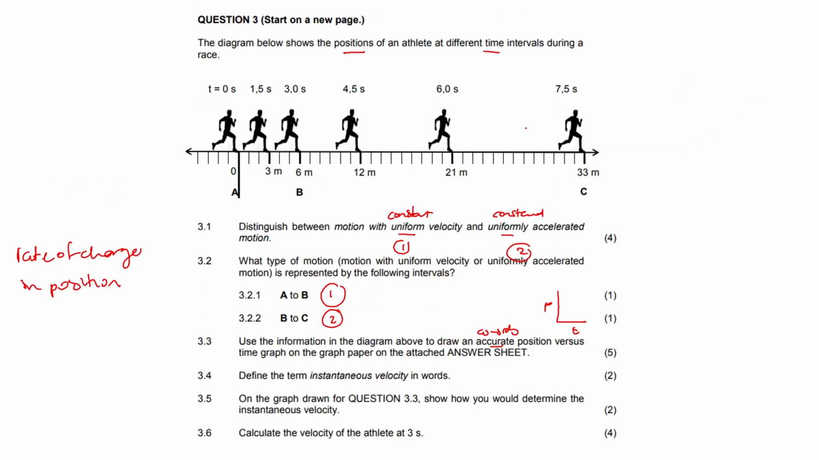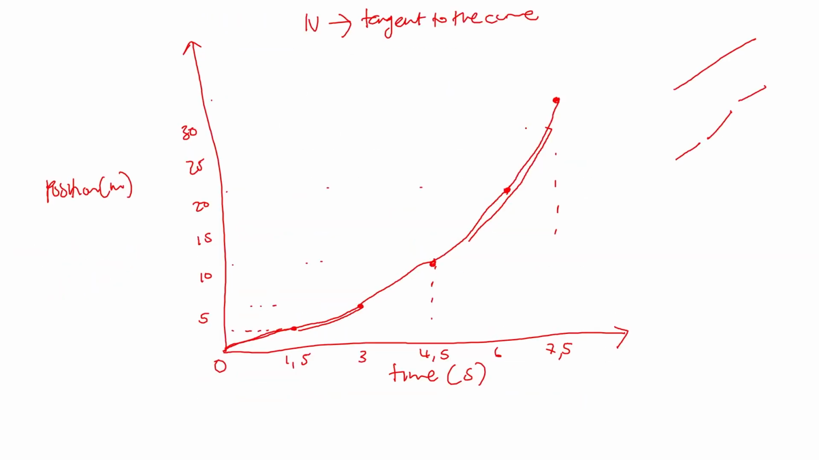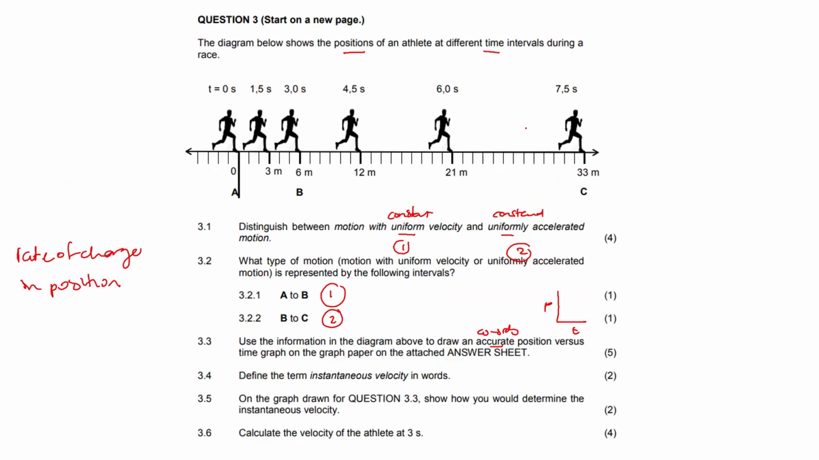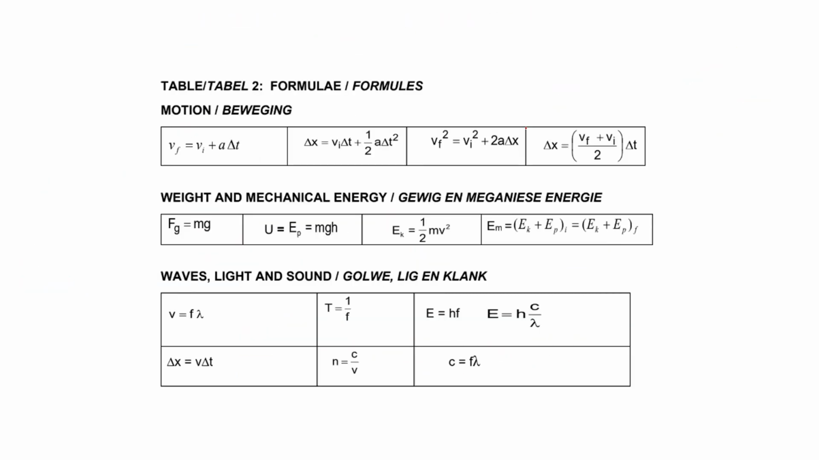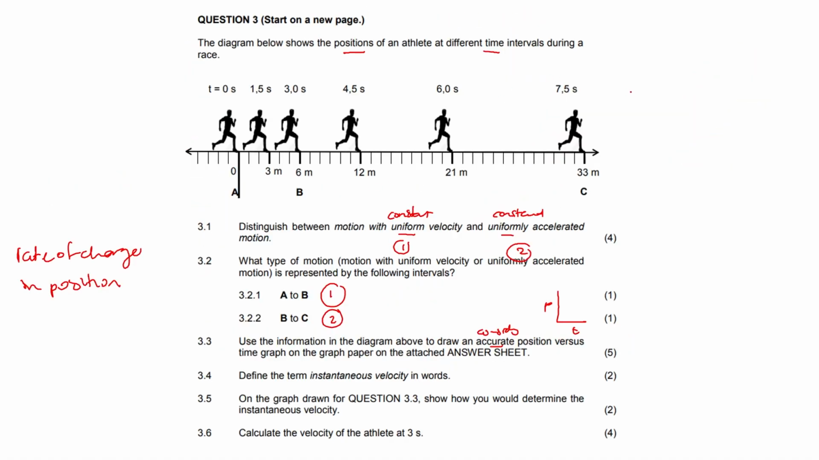3.6. Calculate the velocity of the athlete at 3 seconds. So what do we have? We have 3 seconds there, and we know that 3 seconds is 6 meters. So we have time and we have distance. We only need velocity, so we can again use our nice formula there. We can manipulate it to make velocity the unknown. So velocity equals distance over time. The distance at 3 seconds is 6 meters, and the time is 3 seconds, and that gives me 2 meters per second to the right. And that's it, guys. See ya.